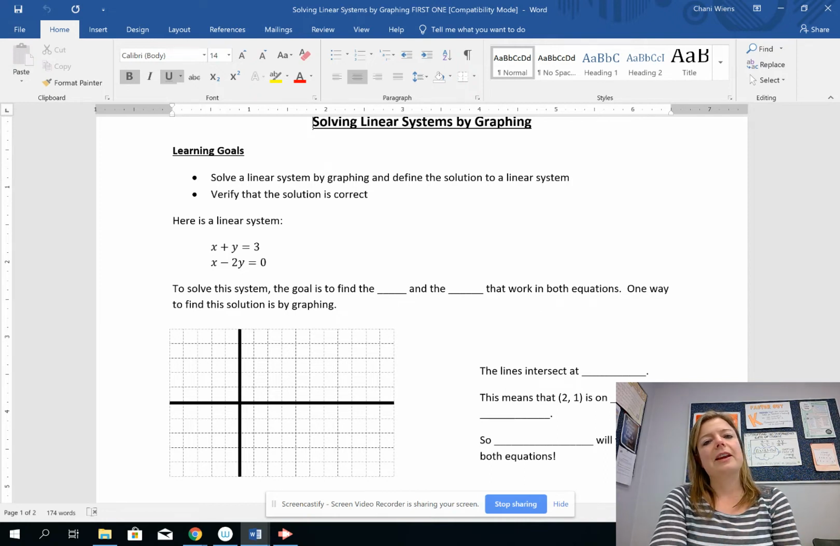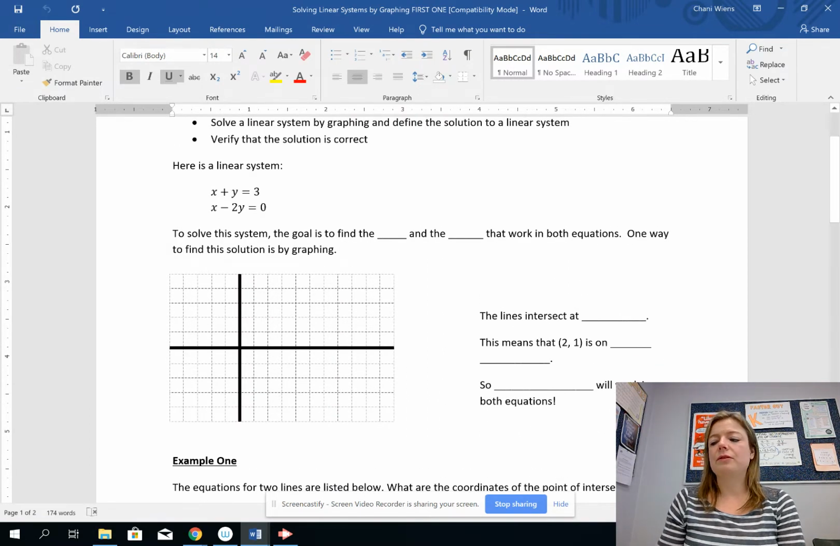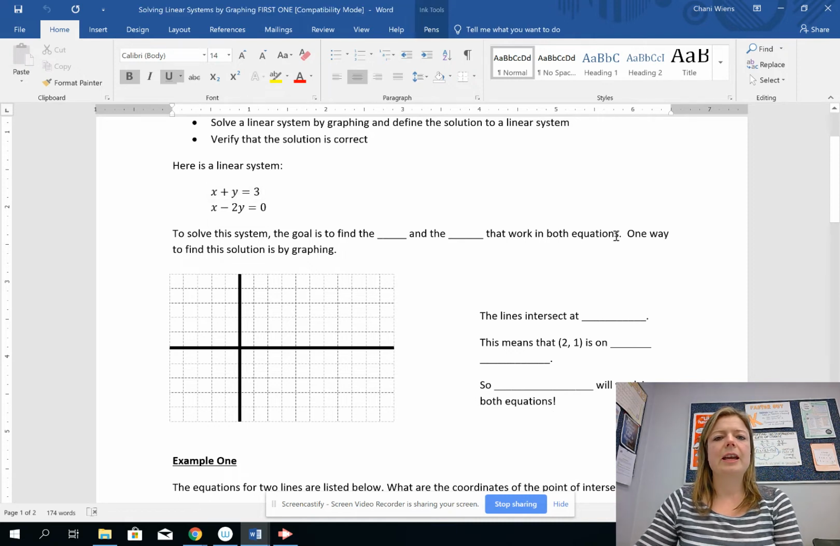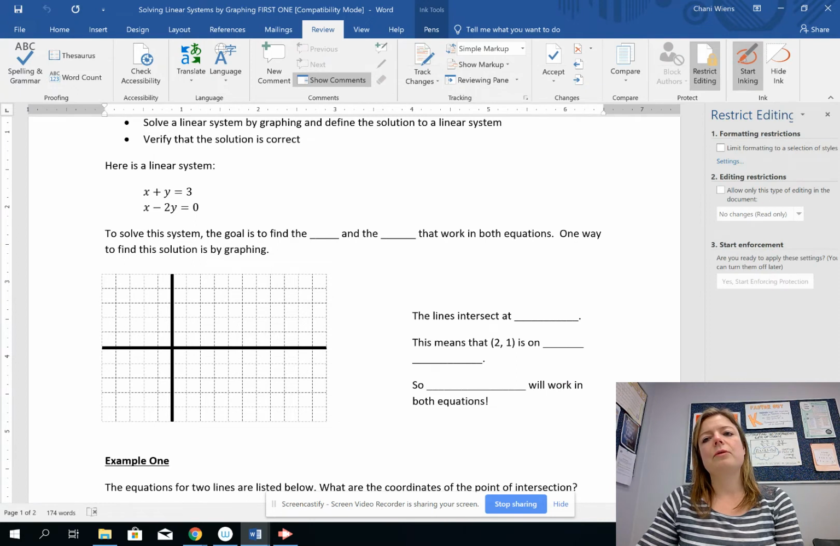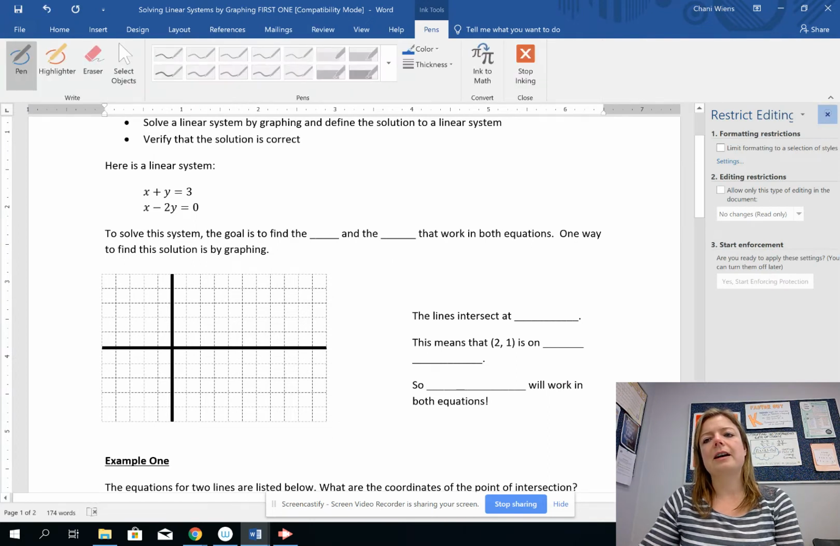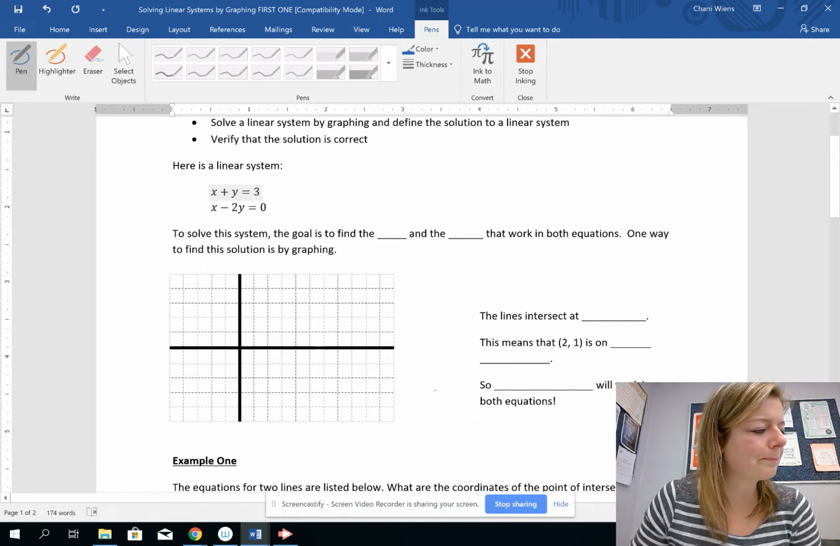The thing with graphing is that we're never quite sure if it's exact unless we test the algebra. So here is a linear system. You have two variables, x and y, and two equations that are both linear equations. You know that they're linear because there's no variable or exponent higher than 1.